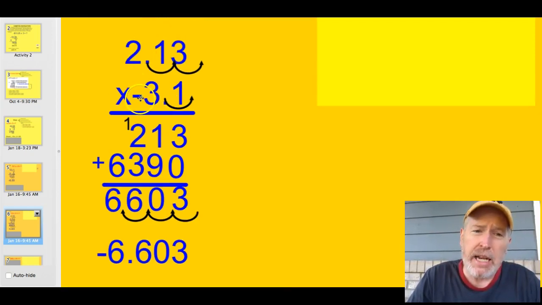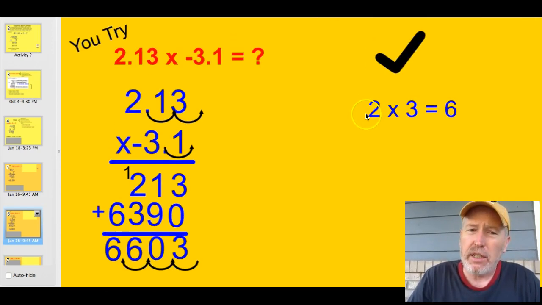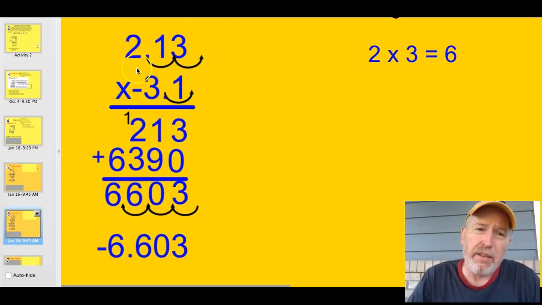So you have an odd number of negative symbols. So that's going to be a negative answer. My check? Well, it's about 2 times about 3 is 6. So yeah, my answer is about 6, but it's negative because we have that positive times a negative.